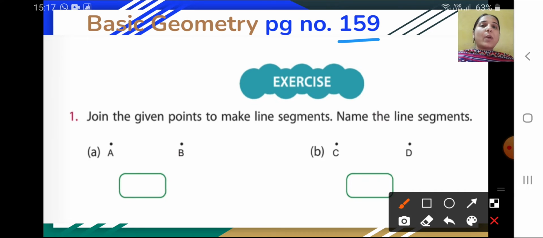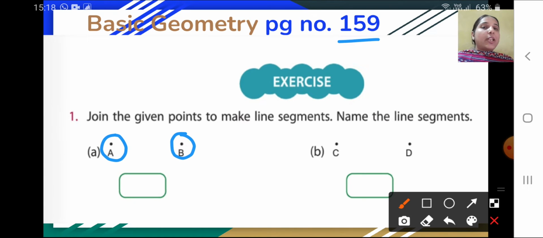So question number 1 is join the given points to make line segments. Name the line segments. So children, here some points are given. You have to join them and then you have to make a line segment. When you join those points, you will get a line segment and then you have to name those line segments. So question number A, you can see here 2 points are given, point A and point B.